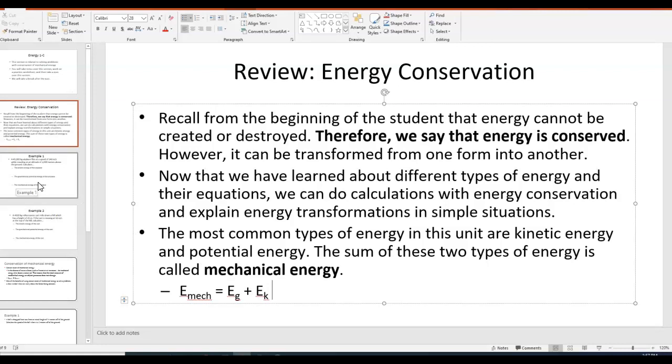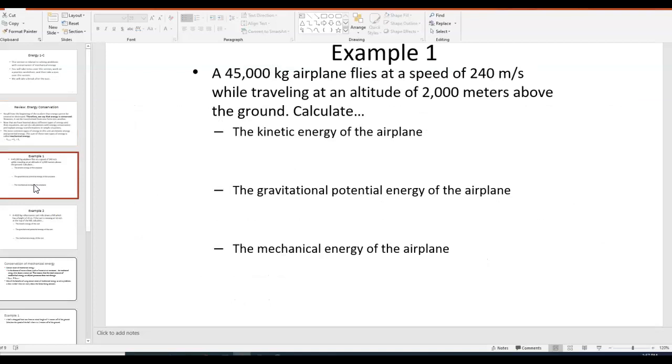Now, we're going to do some basic calculations calculating mechanical energy, but the reason we're talking about mechanical energy is because we're going to be doing problems where mechanical energy is conserved, and conservation laws are very important in physics, so it's important that you are able to do calculations with them. So before we get to conservation calculations, let's do some basic mechanical energy calculations.